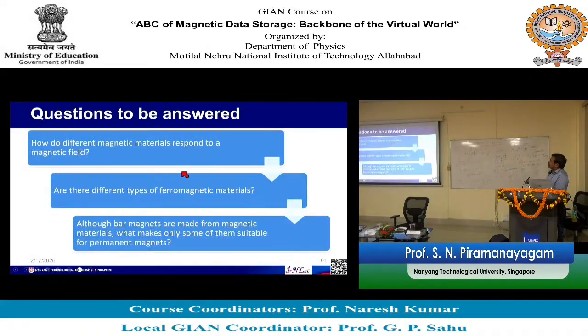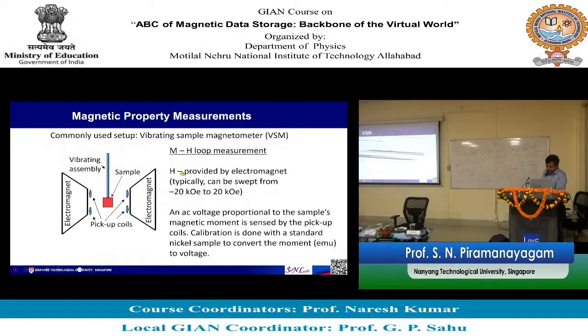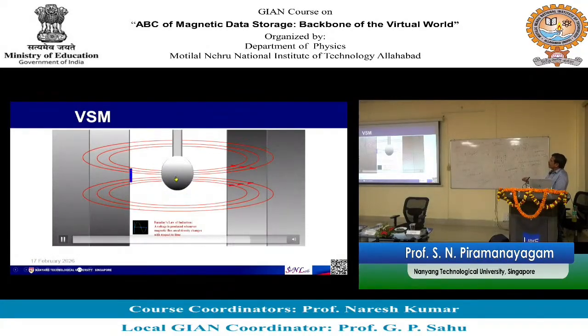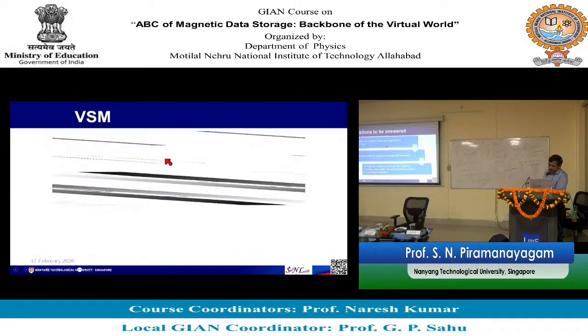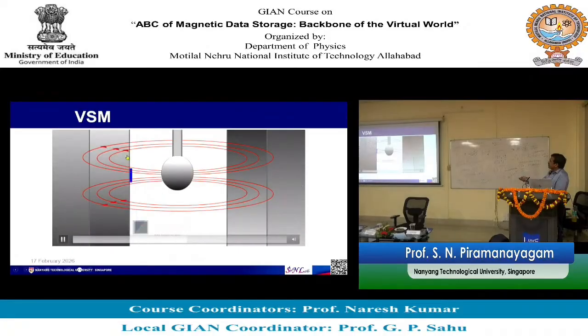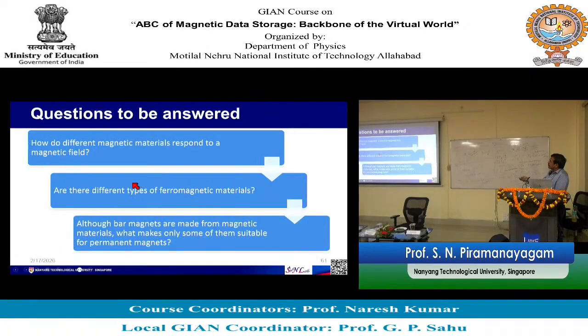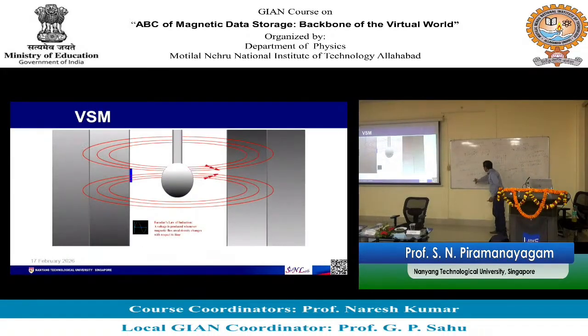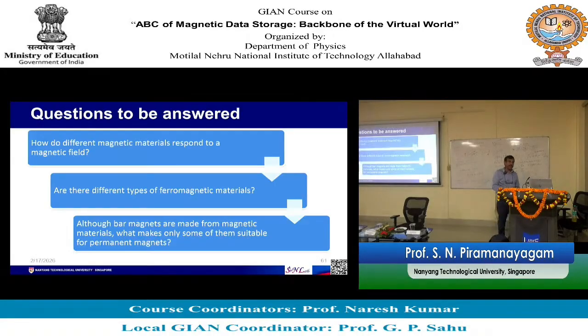So, you vibrate the sample. If the sample has a certain magnetic moment, it produces a magnetic flux, and the magnetic flux changes as a function of time. If you look at the pickup coil, the magnetic flux sensed by the pickup coil will change as a function of time. Based on that we will get some voltage, and based on that voltage we can calculate the magnetic moment. Okay, so, I briefly explained how we can use VSM to measure magnetic property.